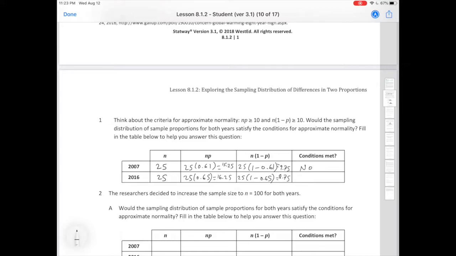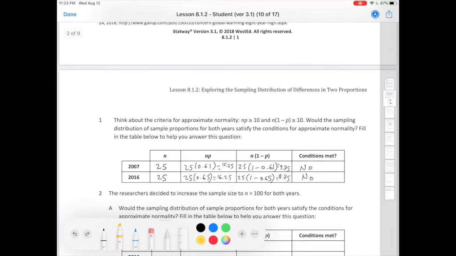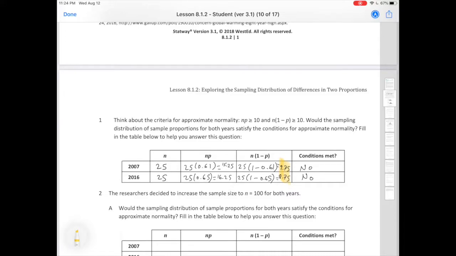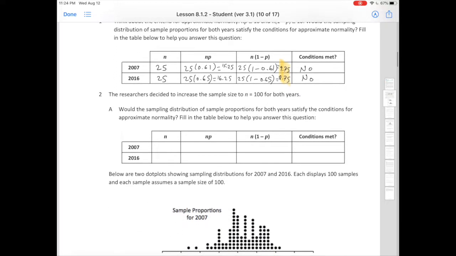So no, the conditions are not met for both of these, because some of these numbers are smaller than 10. Everything needs to be bigger than 10 in order for normality to hold. So unfortunately, a sample size of 25 is just not big enough. So going on, the researchers decided to increase the sample size to n equals 100 for both years. Let's see if this makes a difference.